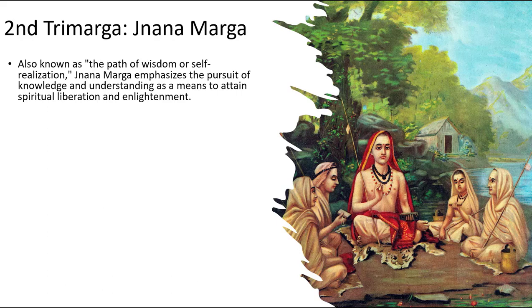The fundamental principle of Jnana Marga is that the ultimate reality or truth is not simply non-dual, but it's also all-pervasive. It's in everything and everywhere and in every existence, including ourselves, that we are a part of the essential one, that we are a part of the Brahman. So the goal of Jnana Marga is to realize this truth through the cultivation of knowledge and understanding.